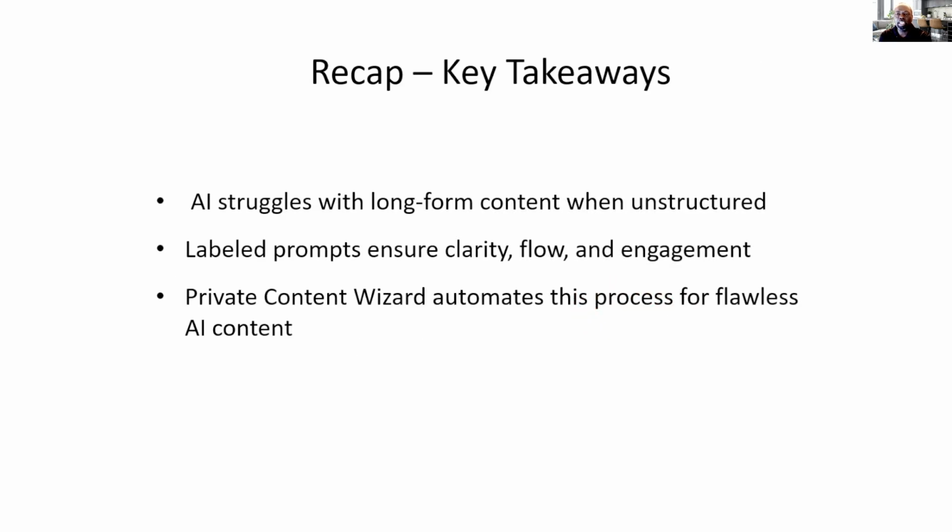So the key takeaway from today is that AI struggles with long form content because there are just too many resources it's taking away. Each time you take away one resource by asking it to do an additional thing in your prompt, there's diminishing returns. The quality that you experience diminishes. So instead of doing that, we want to use labeled prompts to ensure clarity. We give the AI the structure, and we give it labels so it understands what each section of content does.